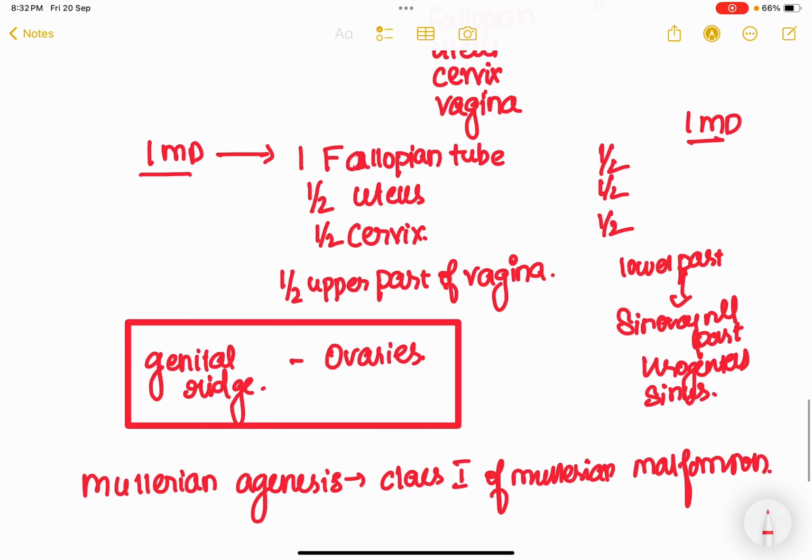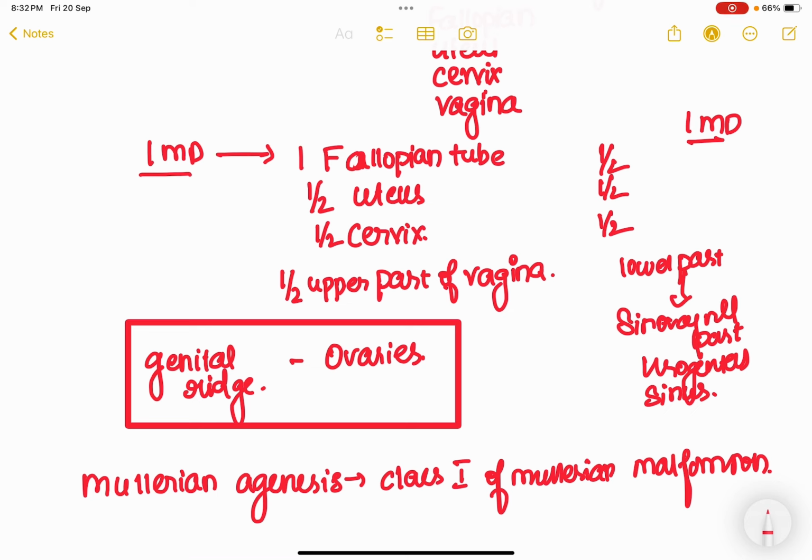So ideally, one Mullerian duct will lead to the formation of one side fallopian tube, half of the uterus, half of the cervix and half of the upper part of the vagina. Now you may have the doubt why it leads to the formation of half side of the uterus, because ideally there are two Mullerian ducts in a female. Okay, so these two Mullerian ducts will actually fuse to form a single uterus and a single cervix and single vagina, right?